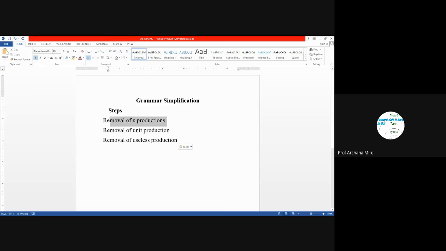After completing this first step, we will apply the second step, removal of unit production, and only then will we apply the third step, removal of useless production. So always we will apply these steps in the same sequence. We will study each of these steps one by one. The very first step is removal of epsilon production.